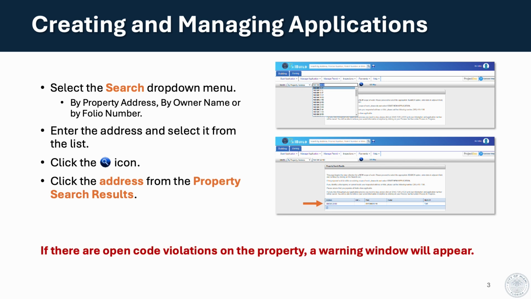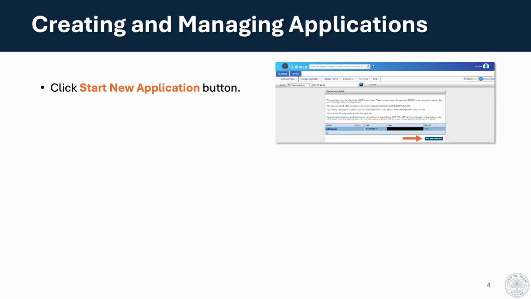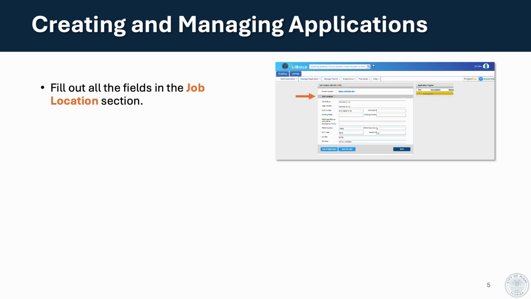It is important to know that a warning window appears if there are open code violations in this property. Click the Start New Application button. You must fill out and verify all the fields in the Job Location section. When you are done, click the Next button.